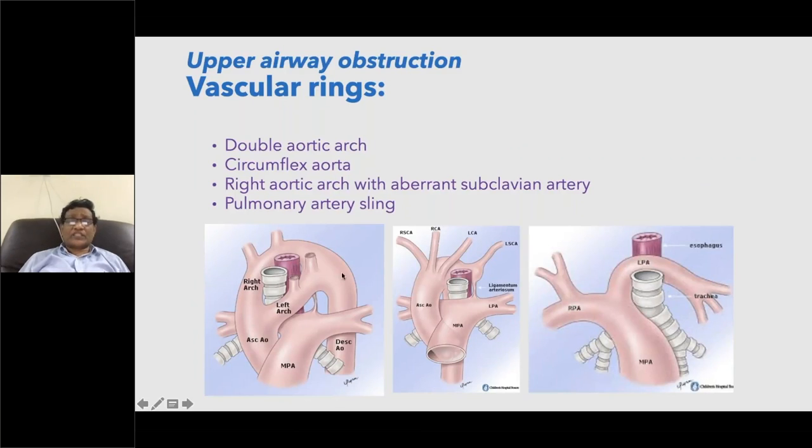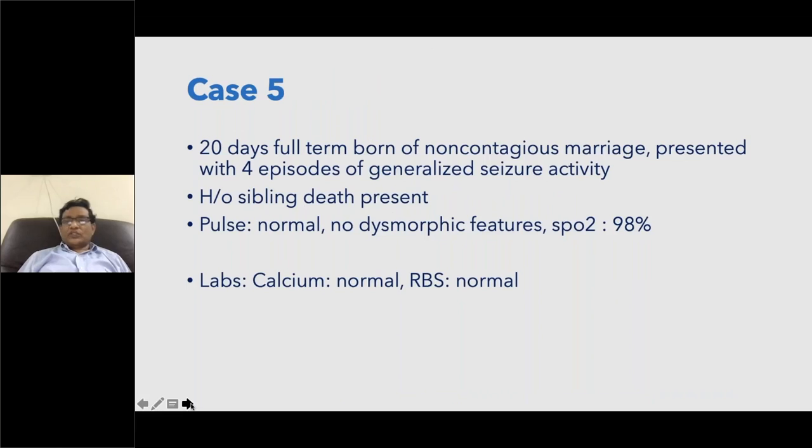Upper airway obstructions are due to double aortic arch, circumflex arch, and pulmonary artery sling. This is the pulmonary artery sling. One of my technicians, late Rizwan, was wonderful in diagnosing pulmonary artery slings. He diagnosed 3 cases. All 3 cases improved very well in remote areas. So just telling you examples.